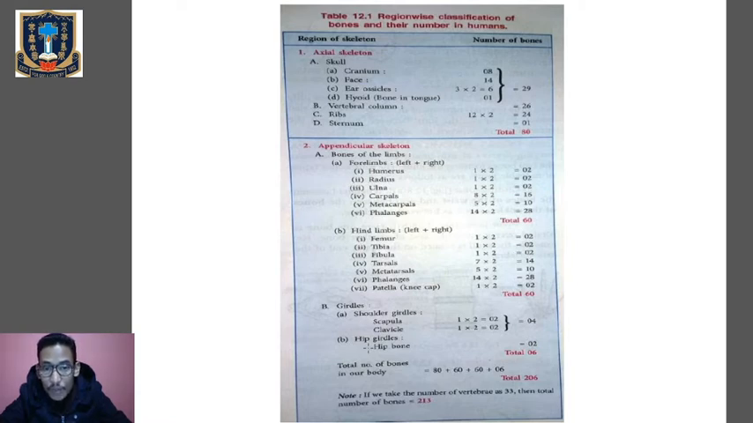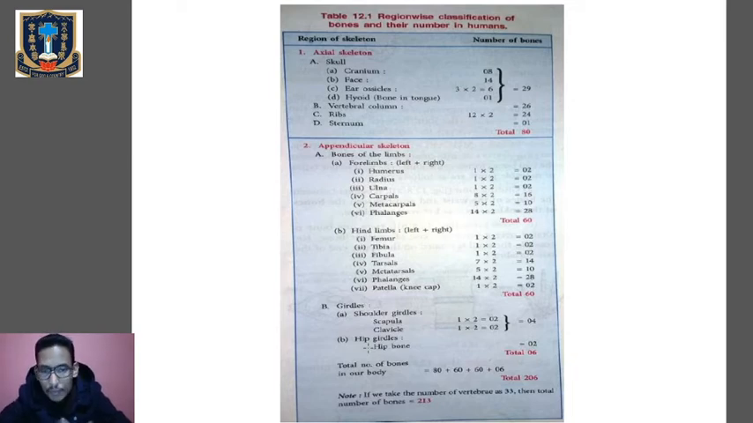In the hyoid bone in the tongue, we have got 1 bone. In vertebral column we have got 26 bones. In ribs we have got 24 bones. Sternum we have got 1 bone. So altogether in exoskeleton we have got 80 bones. Now let's go to appendicular skeleton.